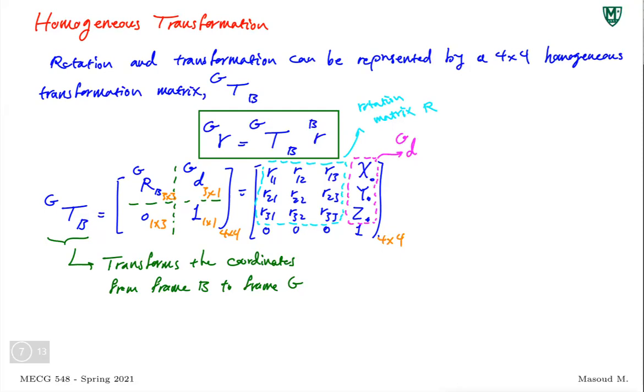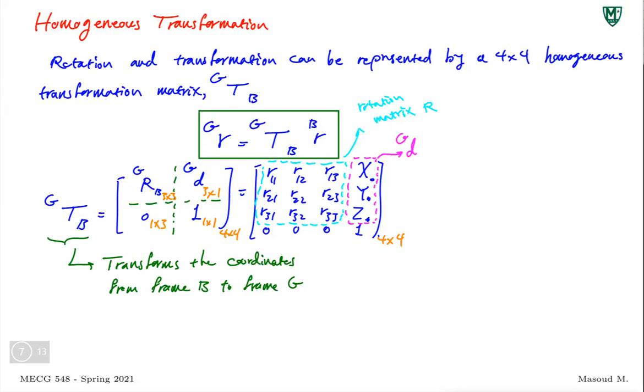So T_BG basically is a homogeneous transformation matrix, as they call it. It's a 4x4 matrix that maps a homogeneous position vector from one frame to another frame. In this case, it maps the position vector from frame B to frame G. So it maps whatever you have in the B frame to whatever you will have in the G frame.